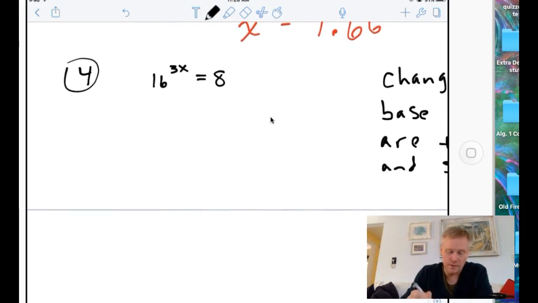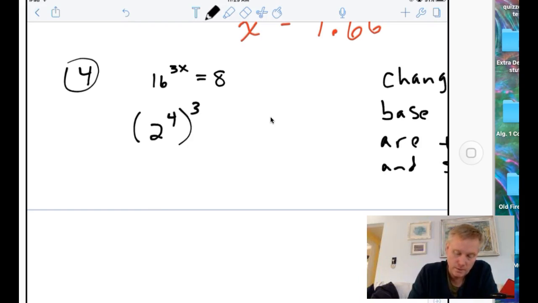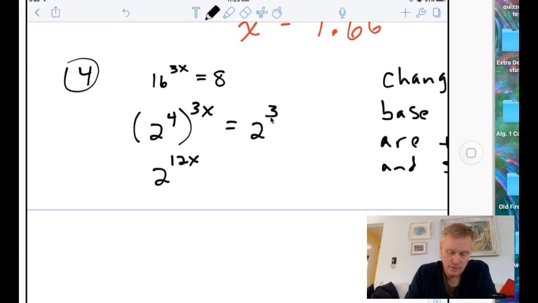Okay, so I look at this and I'm going, gosh, 16 is a power of 2, 8 is a power of 2, and I can switch this around. 16 is 2 times 2 times 2 times 2, 4 times. 8 is 2 times 2 times 2, 3 times. Which means now I can multiply those exponents together. 4 times 3x is 12x equals 2 to the third.